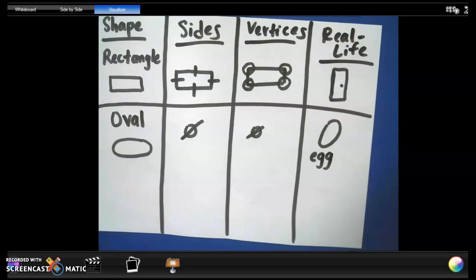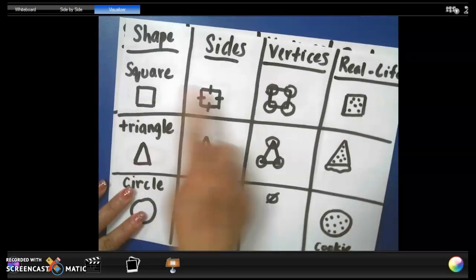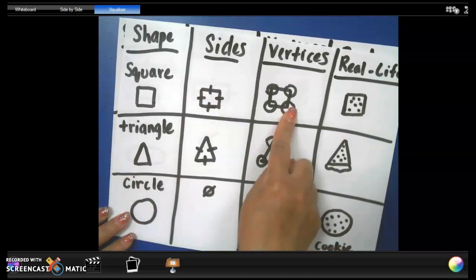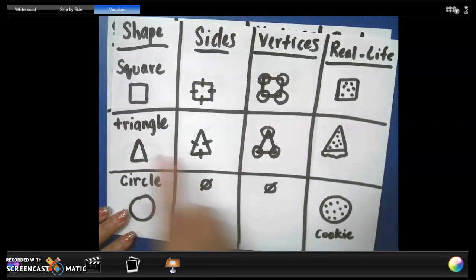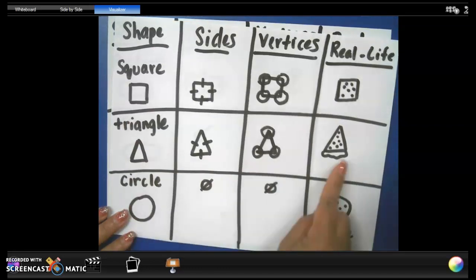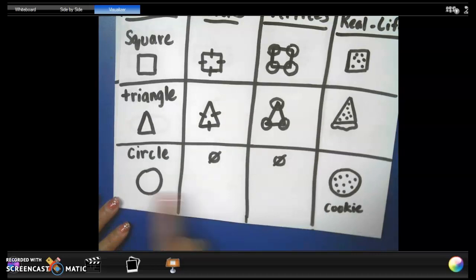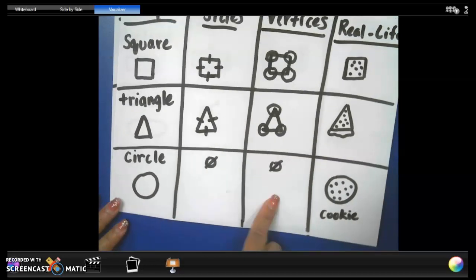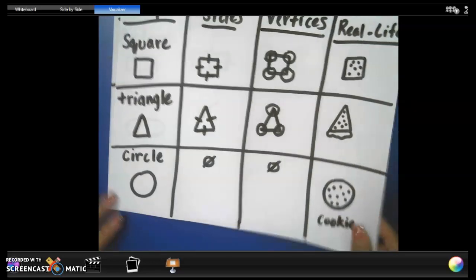So those are the shapes we're going to be looking at today. So we looked at the square. It has 4 sides, 4 vertices, and the cheese looks like a square, a slice of cheese. We looked at the triangle. The triangle has 3 sides, 3 corners, and the pizza has the shape of a triangle. We looked at the circle, and we learned that it has no sides, and it has no vertices because it's all curved. It doesn't have any lines, any points to them. And a cookie looks like a circle, right?